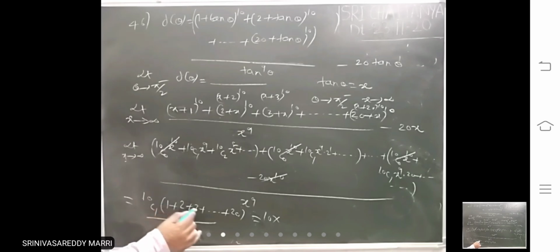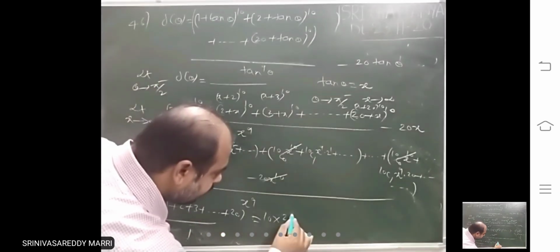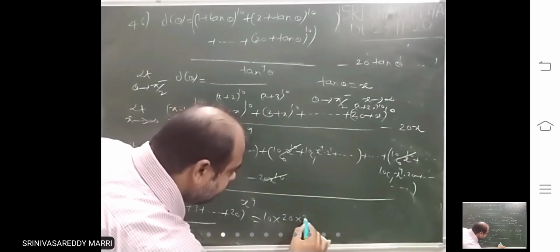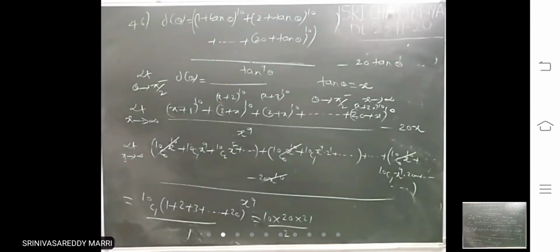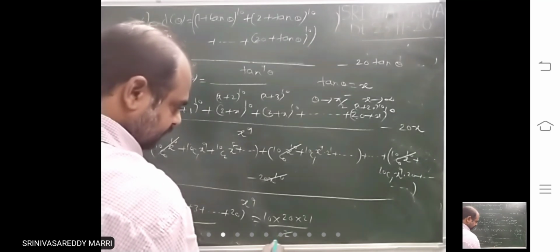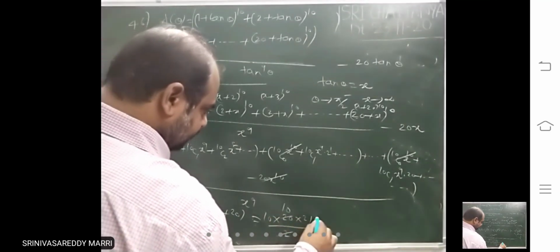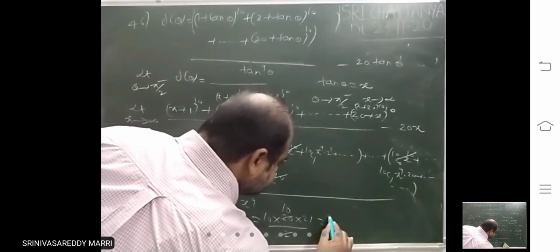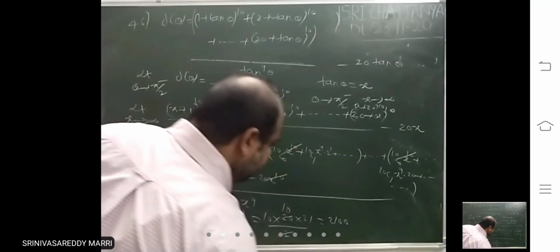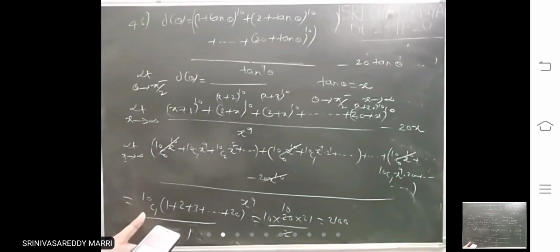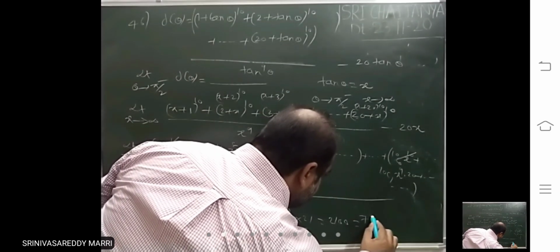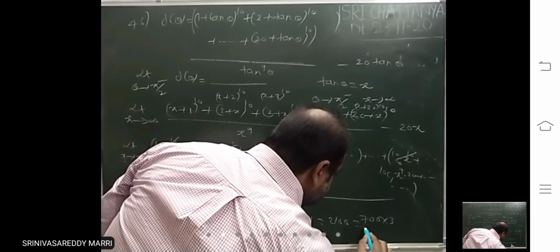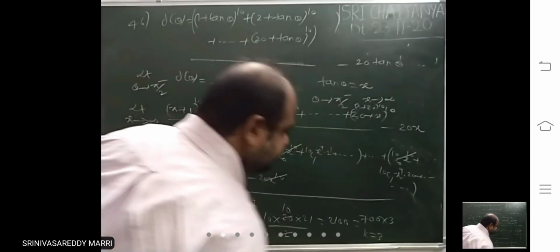Into 1 plus 2 plus 3 and so on up to n. That is 20 into 21 by 2. 21 by 2 means 2 ones, 2 tens. That means your answer is 2100. 2100 is nothing but 700 into 3. Therefore, the k value is 3.